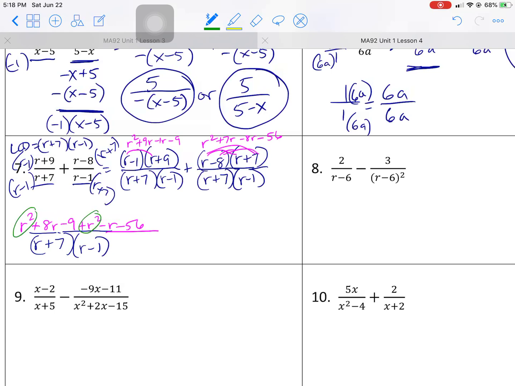There's an r squared and there's an r squared. So that is 2r squared. There's an r and there's an r, so plus 7r. Negative 9, negative 56 is a minus what? I'm going to check the key, make sure I'm, yep, 64. Yep, I'm on track. And then I don't suppose that factors.